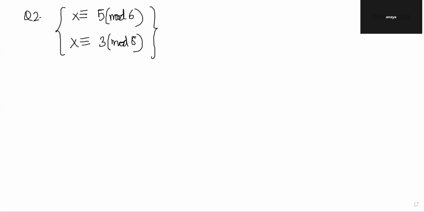Wait, so I got 8k is congruent to 2 mod 6, but then I can't divide by 8 because they're not relatively prime.